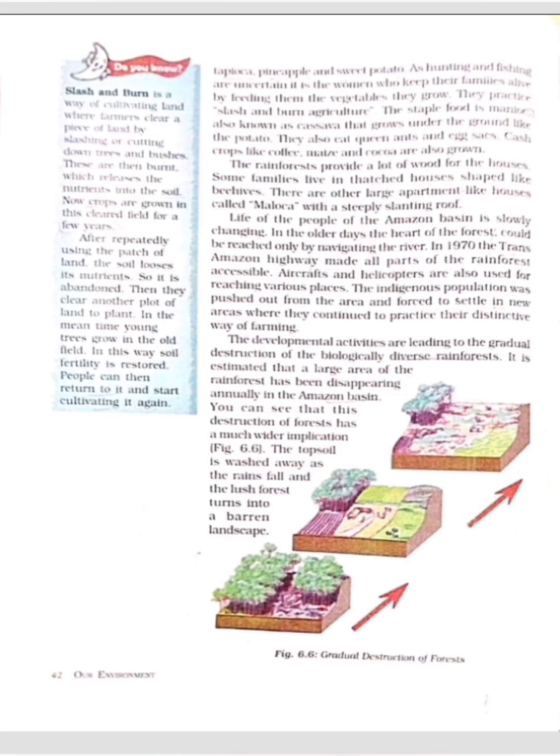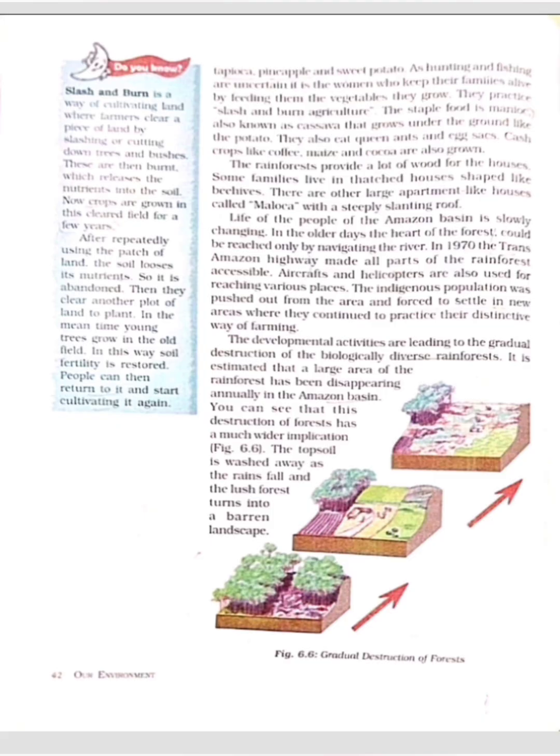They grow paprika, pineapple, and sweet potato. As hunting and fishing are uncertain, it is women who keep their families alive by feeding them the vegetables they grow. They practice slash and burn agriculture. The staple food is manioc, also known as cassava, which grows under the ground like a potato. You have heard about the cassava.